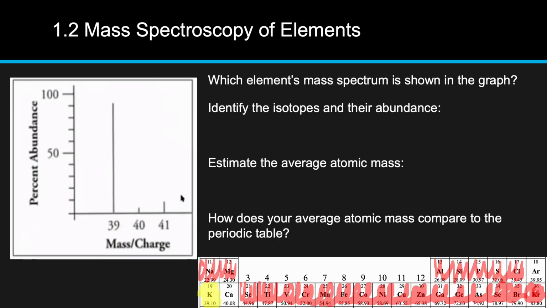So for the first part of this question, it says identify the isotopes and their abundance. We have potassium-39, we have potassium-40, and we have potassium-41. It looks as if potassium-39 is right about 92% abundant.